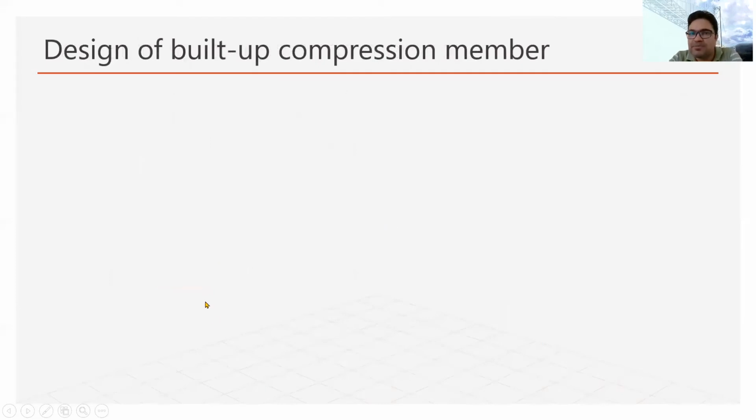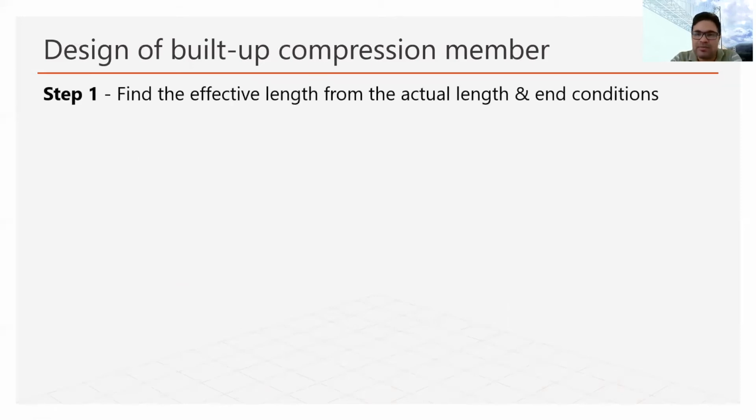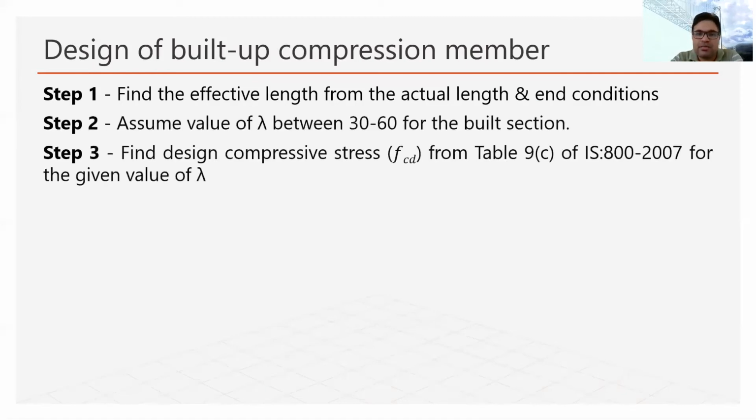Now we will see the design steps for the built-up compression member. Well, the design steps are similar to what we have seen in the previous lecture when we were designing the I section. Those steps are the same that we will follow here also. Whenever we are following the steps, our main aim in case of design is to find out the effective area, how much area will be required to support the load, and the area will be calculated using this formula, which is P by FCD. In this case, P will be given in the question. We are supposed to find out FCD.